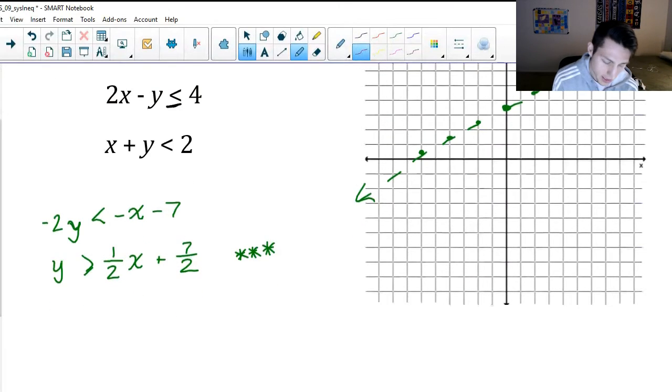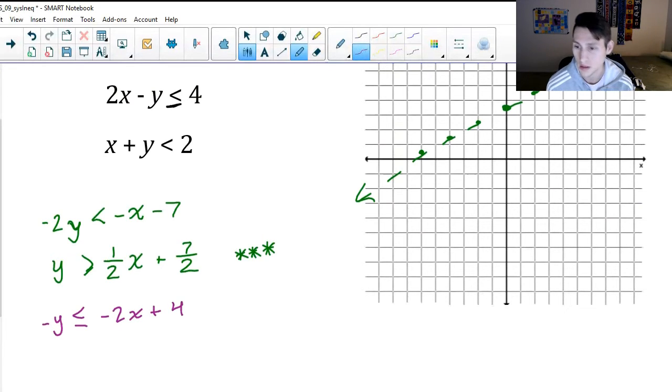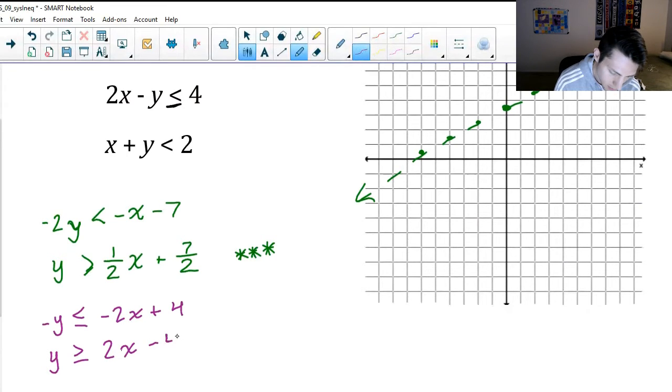So next up, let me take my next equation, 2x minus y less than or equal to 4. I'll subtract 2x from both sides. And then to fix that negative y, I'll multiply both sides by -1 or divide by -1, whatever. That will change the direction of my inequality. And then on the right, it'll change to positive 2x minus 4. So I'll graph that.